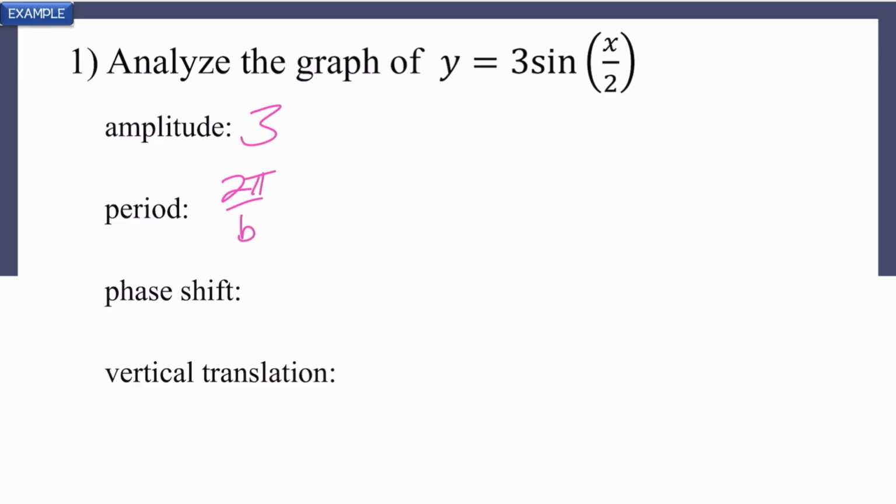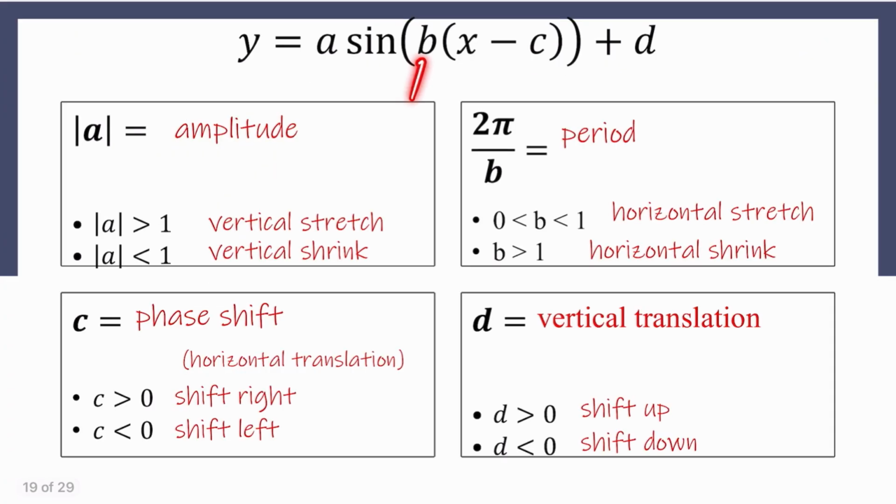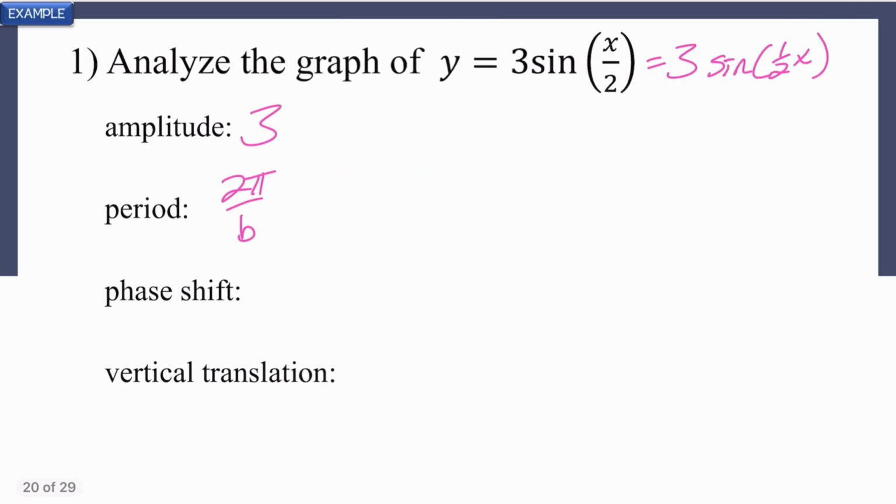Well, b in this case is actually going to be a half, because this can be written as 3 times the sine of 1/2 times x. So b is that value that's between the name of the function, the sine or the cosine, and the x. So 2 pi divided by a half is going to be 2 pi times 2, so 4 pi.